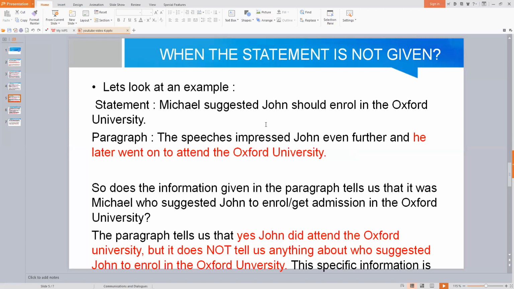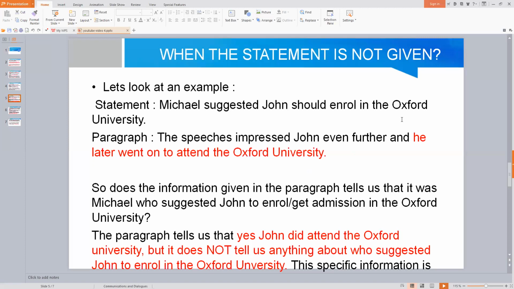In the paragraph, what's given? It's written, the speeches impressed John even further, and he later went on to attend the Oxford University. So the paragraph is telling us that John was really impressed with the speeches, and later he went on to attend the Oxford University. So, is the statement that's given, that Michael suggested John should enroll in the Oxford University, true? Is this statement false, or is it not given?